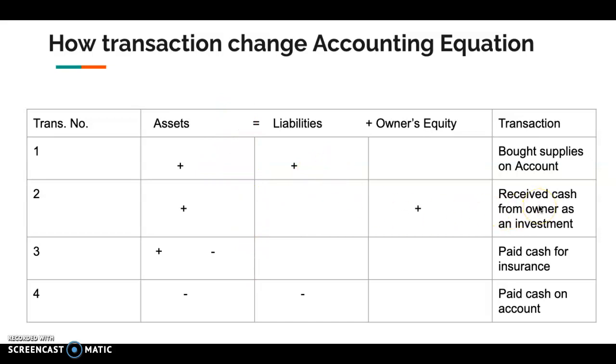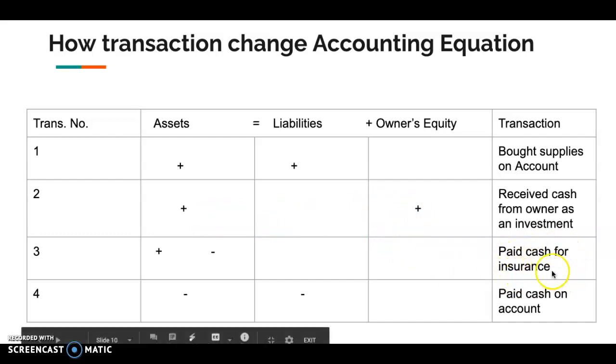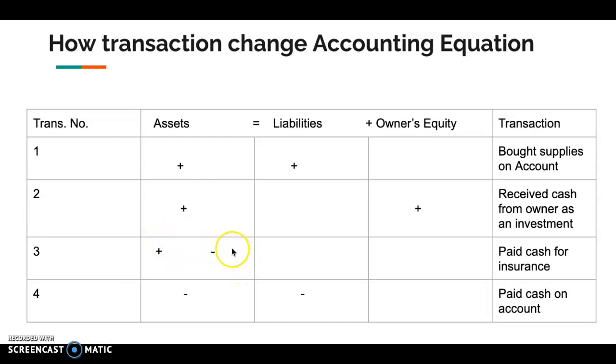Received cash from the owner as an investment. Same thing. I'm increasing cash, increasing owner's equity. I increased this side, I have to increase this side. Here's paid cash for insurance. Prepaid insurance and cash are both assets. So here's the rule if both accounts are on the same side of the accounting equation: one has to be increased, and one has to be decreased. There's that rule, because if you don't do this, the accounting equation won't equal.